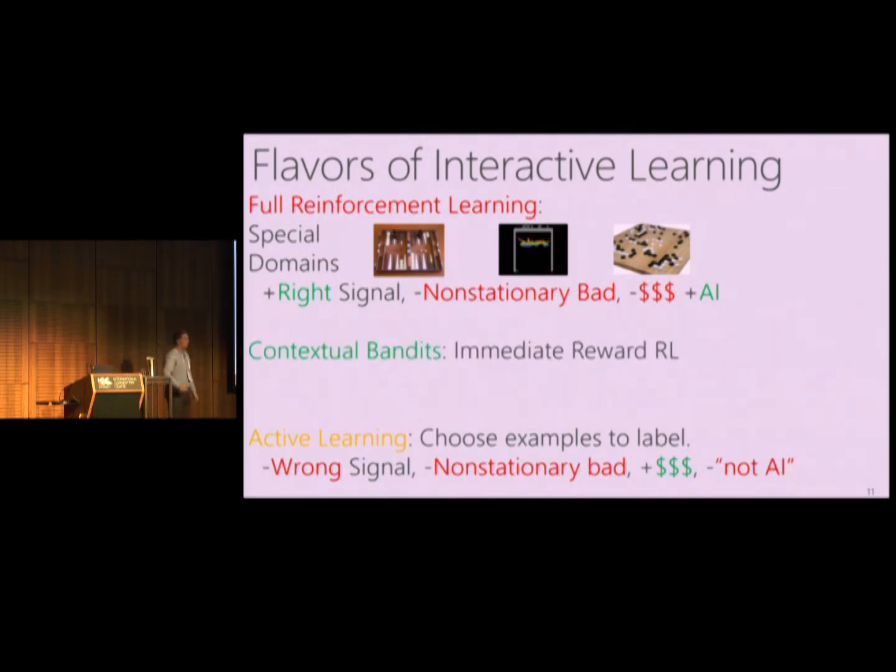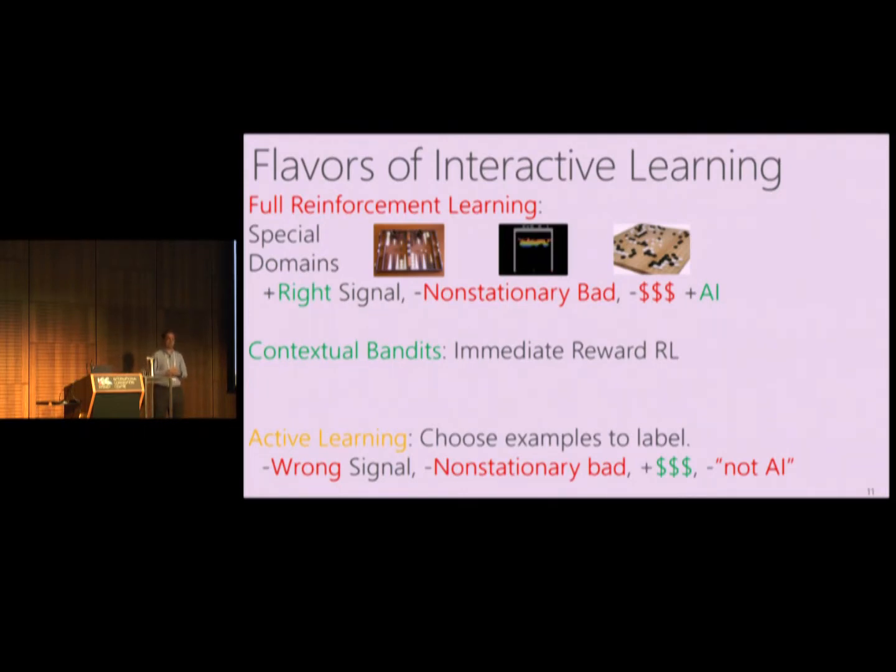Okay, so then in between, there's Contextual Bandits, which is what this tutorial is going to be primarily about. This is the same setup, more or less, as full reinforcement learning, except that the reward is directly associated with an action in a context. So there's no guesswork about which action in which context led to which reward.